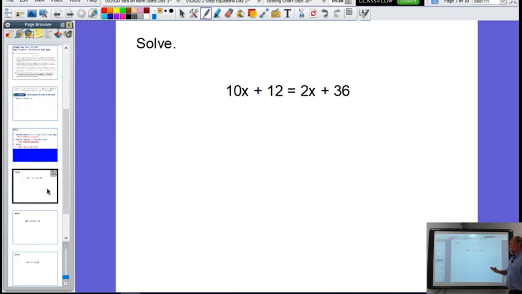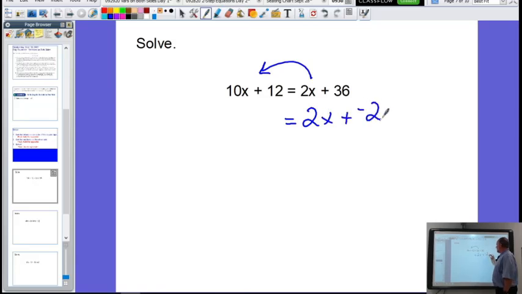Okay, so step number 1 is get our letters on one side. While you are learning how to do this, you might want to continue to do the little arrows. It kind of tells you what you're doing. I'm going to move this 2x over to be with the 10x. So I start at the equal sign, and I'm going to have to move this 2x, so I've got to add its opposite. I write the 2x down, and then I immediately write the opposite down so that I don't forget it. And then I have to remember the 36 that's attached to it already.